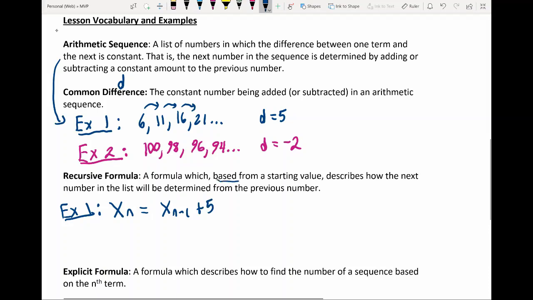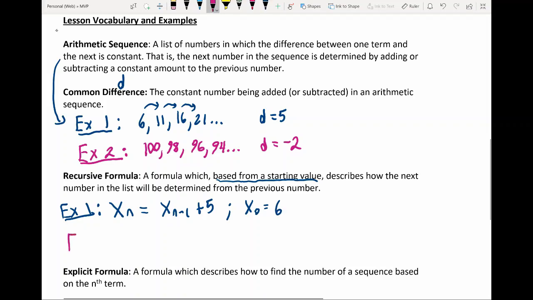But notice it also said based from a starting value. So I need to say what the first number was in the list. So I'm going to call it x sub 0, meaning the 0th term in the list, which may not seem significant right now, but you'll understand in a few lessons why that's important. So if x sub 0 is 6.